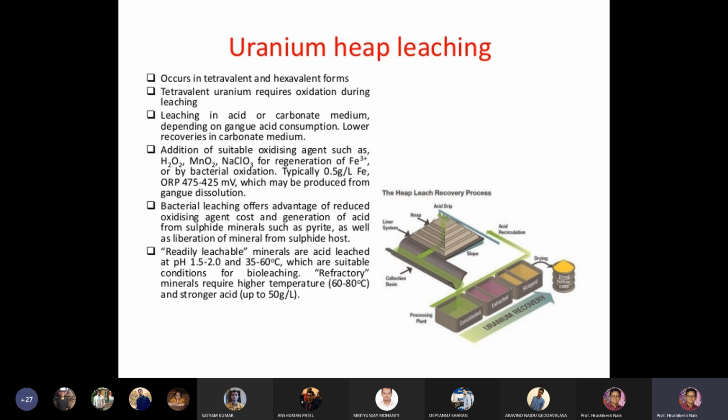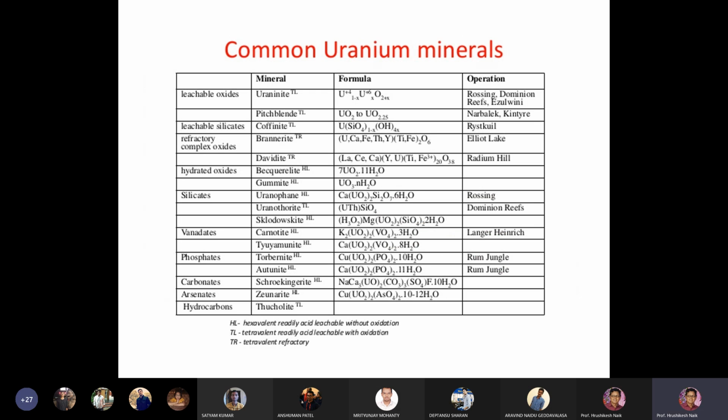Readily leachable minerals are acid leached at a pH value of 1.5 to 2 and at a temperature of 35 to 60 degrees centigrade, which are suitable conditions for bioleaching. Refractory minerals require a higher temperature, 60 to 80 degrees centigrade, and stronger acid, up to 50 gram per liter. These are the common uranium minerals mined by the solution mining method.